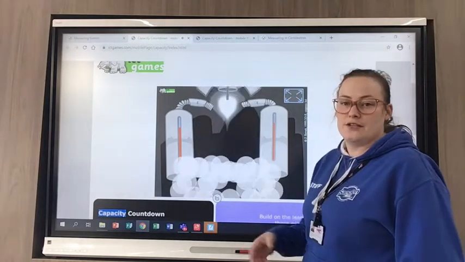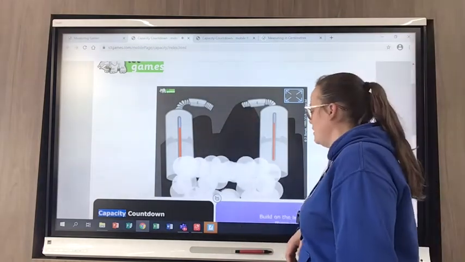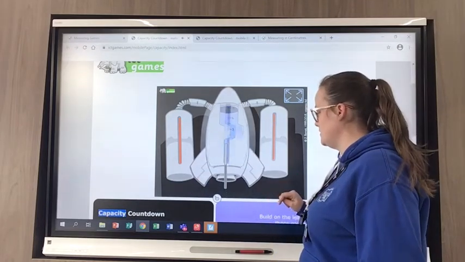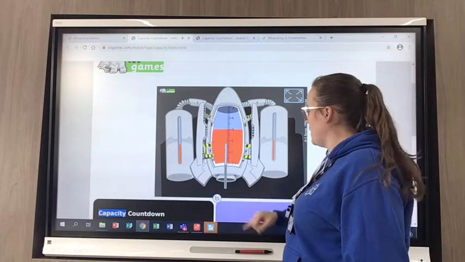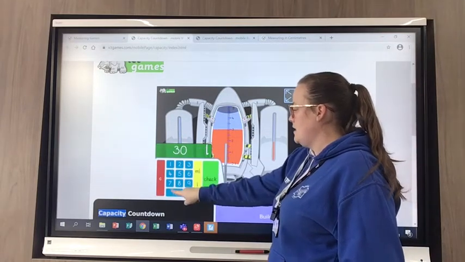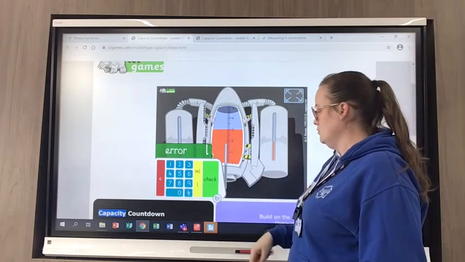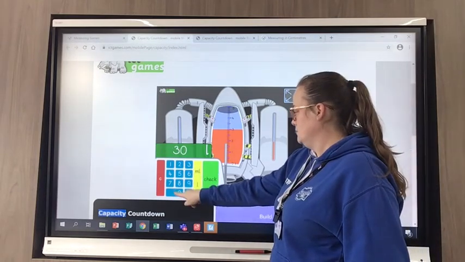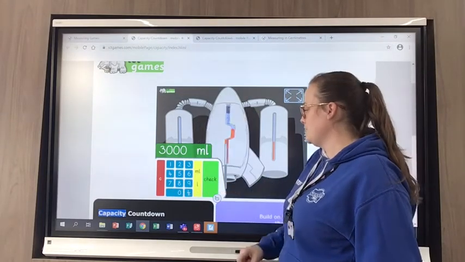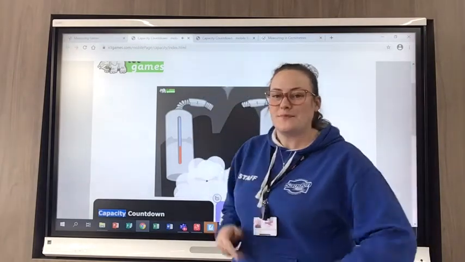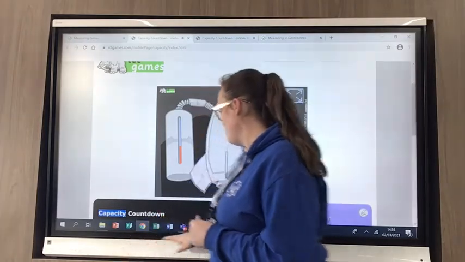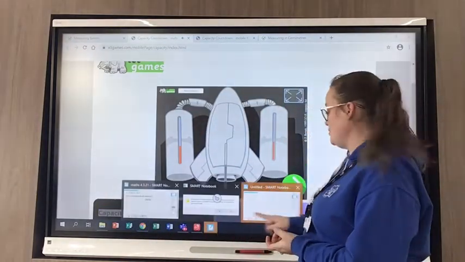So you've got to convert it, remembering 1,000 is our key point that we are multiplying or dividing by when we're converting millilitres into litres and litres into millilitres. So this time I have 3 litres and I'm going to work in millilitres. So I know I have 3,000 millilitres. Make sure you press your conversion before you press check or it will come up wrong. Once you've had a good go at converting your millilitres and litres in your rocket ship, I would like you to come back to the video.